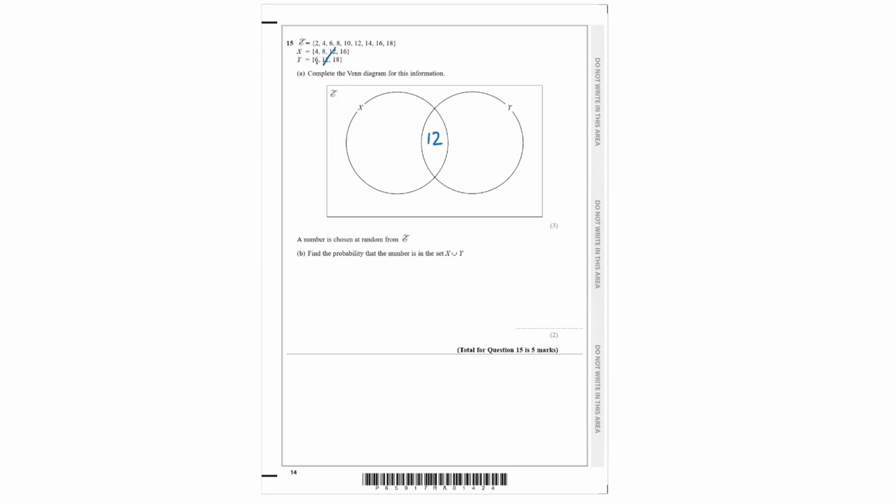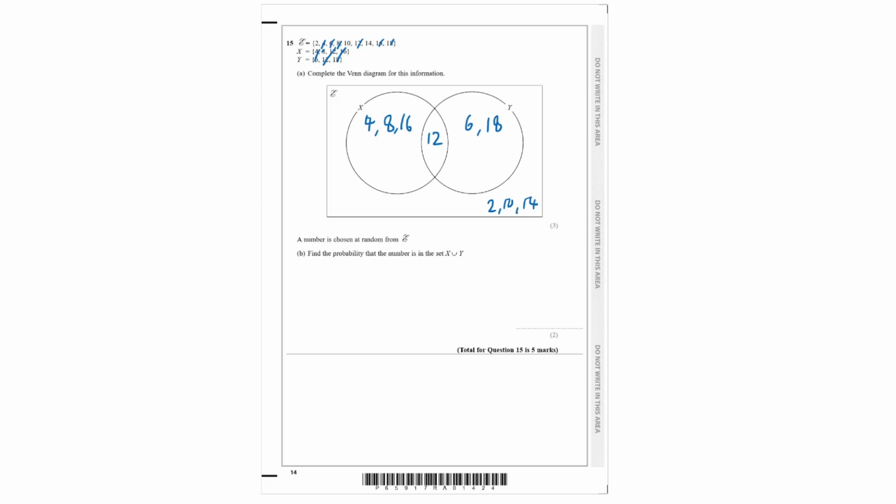Now we can remove this. And we can simply write what is for x, which is 4 and 8 and 16. And then for y, we have 6 and 18. Now, we also have to write what's outside the subset. Now, we have 4, 8, 16, 12, 6, and 18. We can remove this from E. So we have 4, 6, 8, 12, 16, and 18. So we're left with 2, 10, and 14.